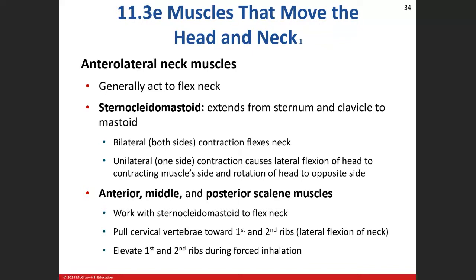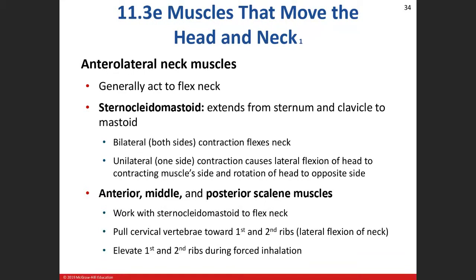Okay. So I want to just go through some of the muscles here of the axial skeleton, and then we'll finish up the appendicular skeleton with the labeling today. So let's start off with the muscles of the head and neck that move the head and neck.